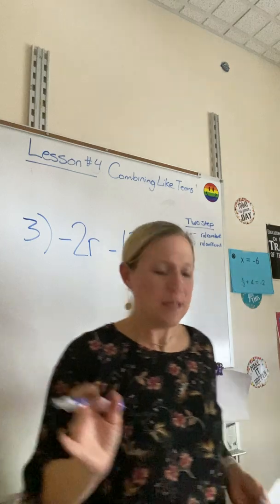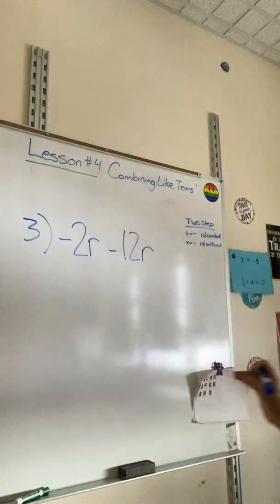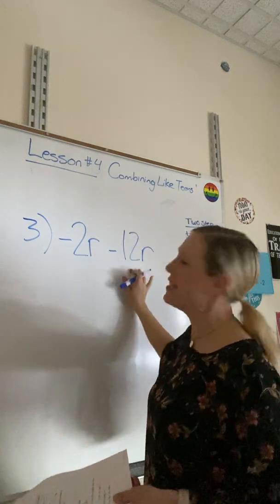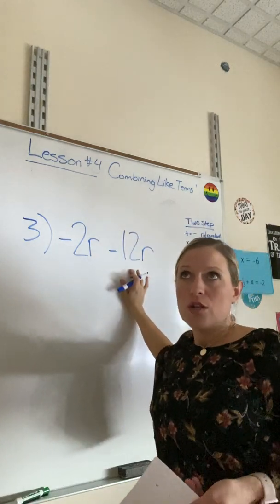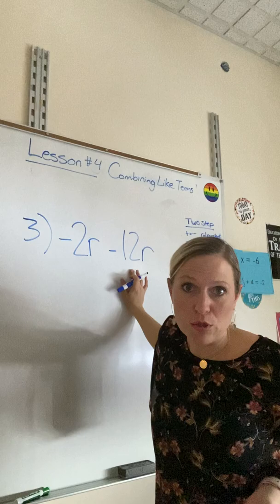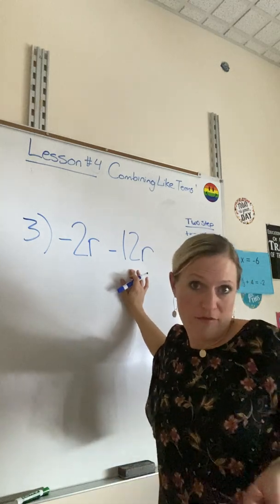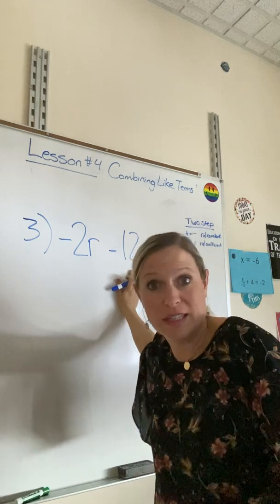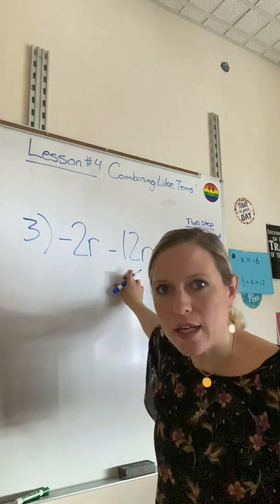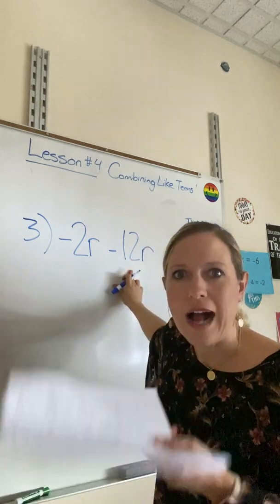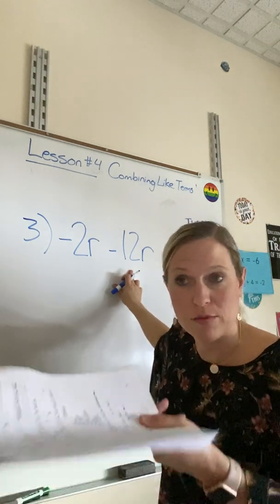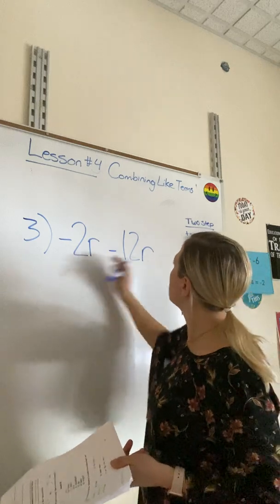All right, number 3, we have 2 terms. Each one of them has an r in it. So just so you know, I would call these variable terms because the terms have variables in them. If we have a term that doesn't have a variable in it, what do we call it? A constant. So the terms that don't have letters, that don't have variables, are called constants. Remember that? All right, so what I'm going to do is I know that I'm going to combine these.